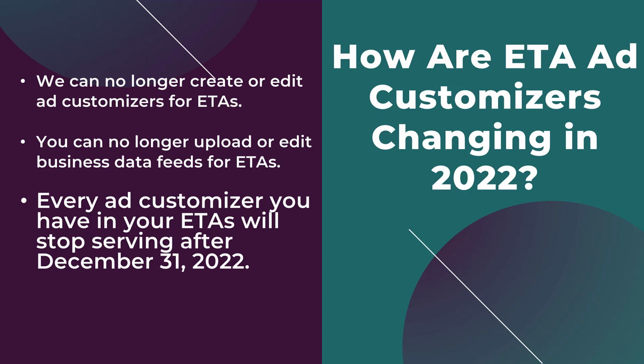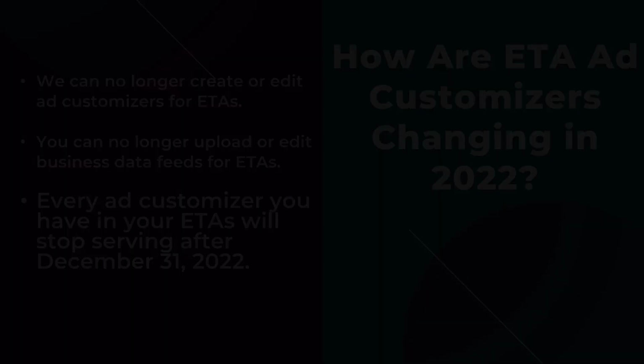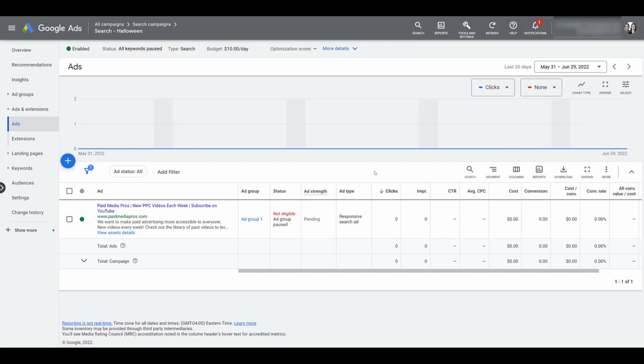So now that you know that ad customizers will no longer work in your expanded text ads by the beginning of 2023, this is a perfect time to start testing out the ad customizer experience in some new responsive search ads. So let's jump into Google Ads and I'll show you how you can do that. Since your ad customizers are part of your responsive search ads, you either need to edit a current responsive search ad or, like I'm going to do, create a new one.